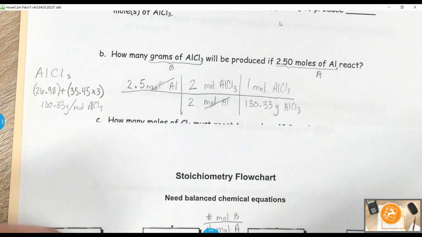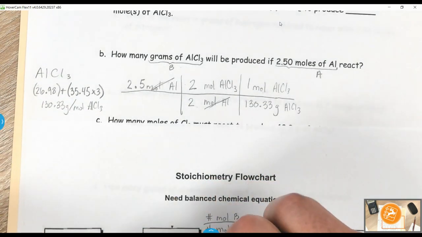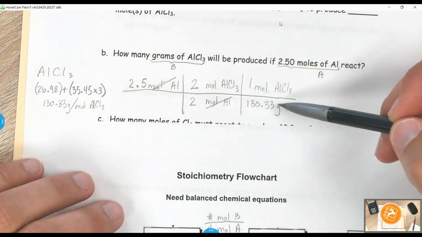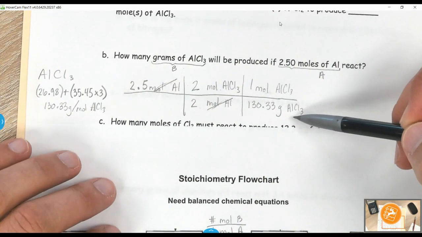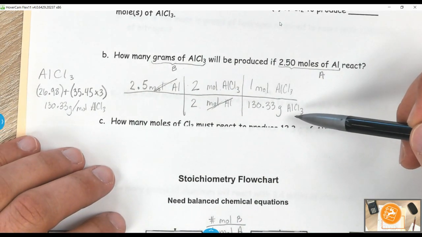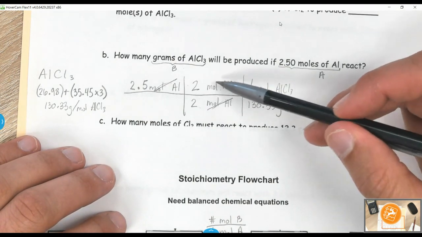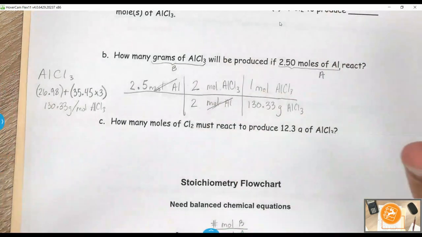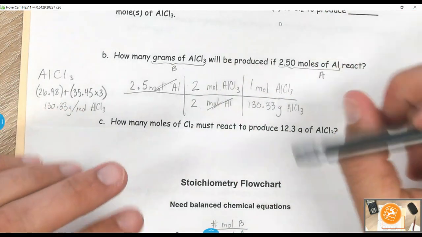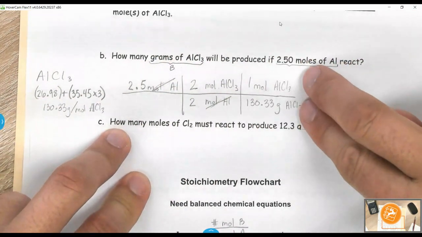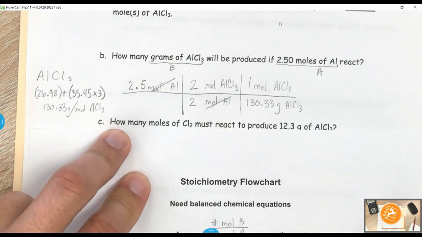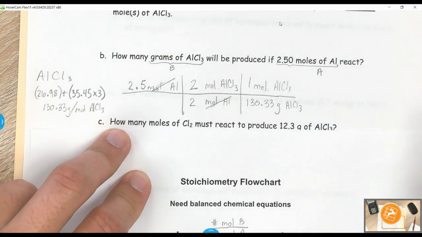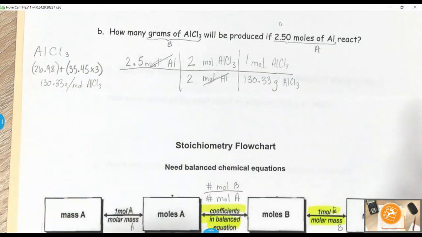So does this work? Moles on top, grams on bottom. Do they cancel out? No. So we would be left with moles of aluminum squared over grams. Definitely not what we want. So this conversion should technically be flipped. So let's change that here.